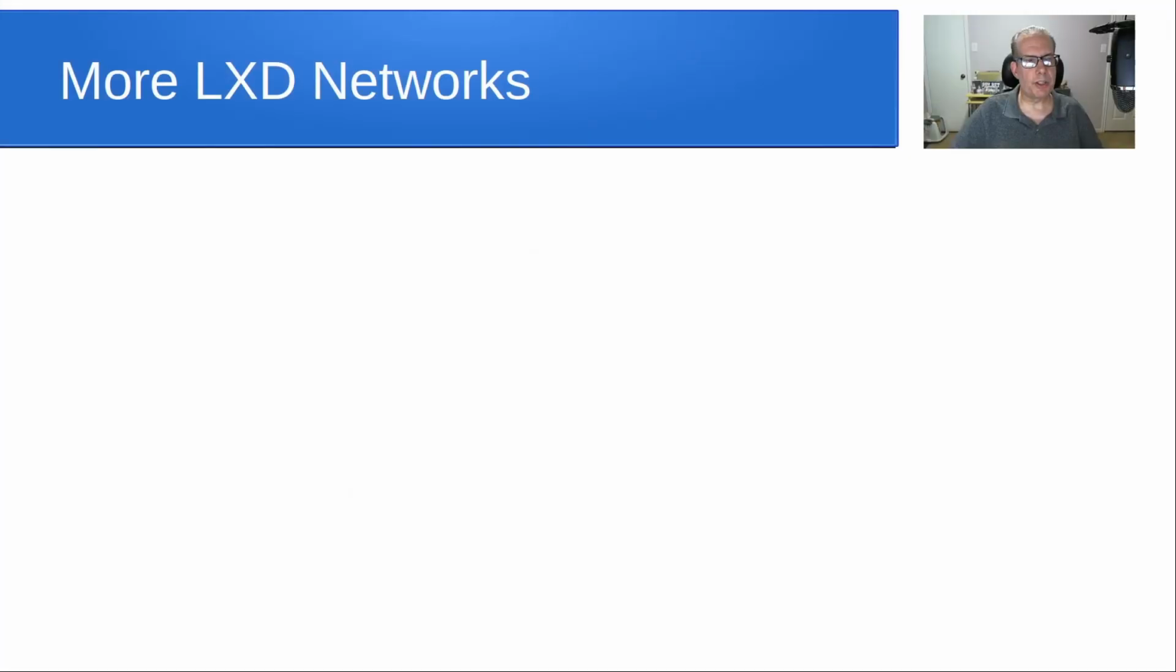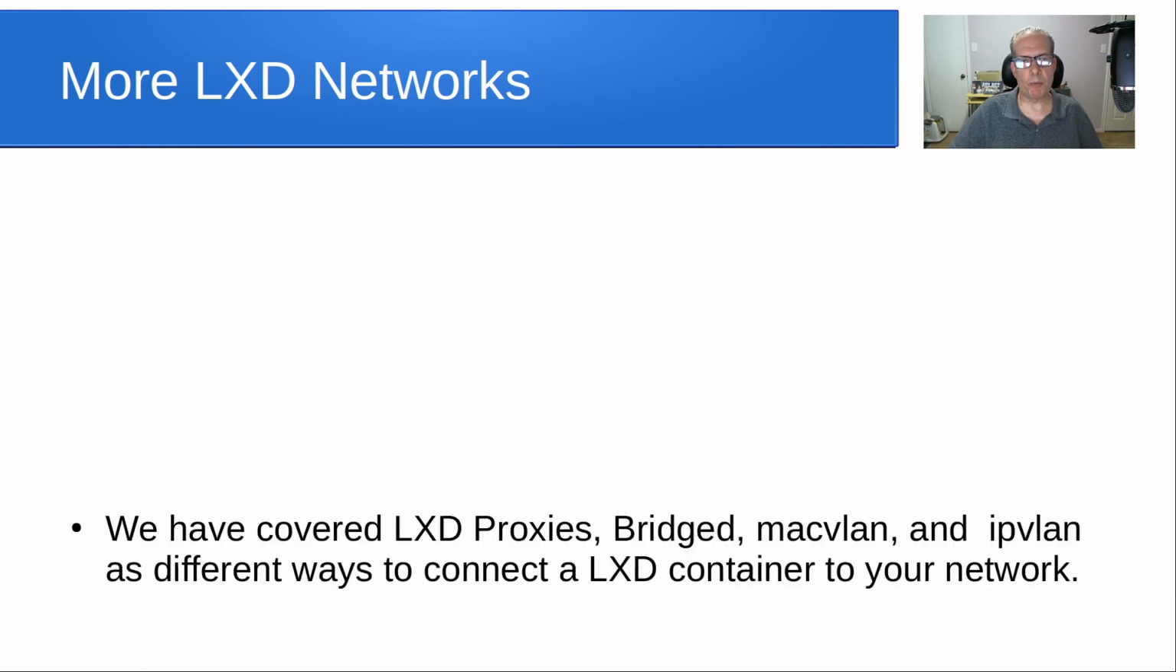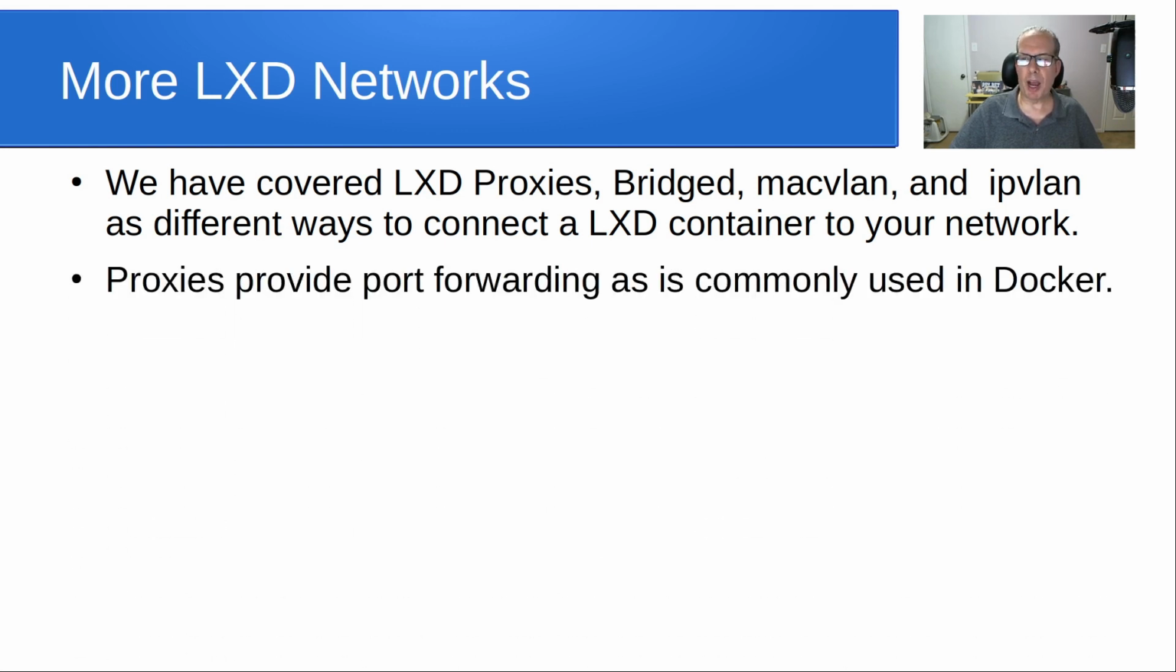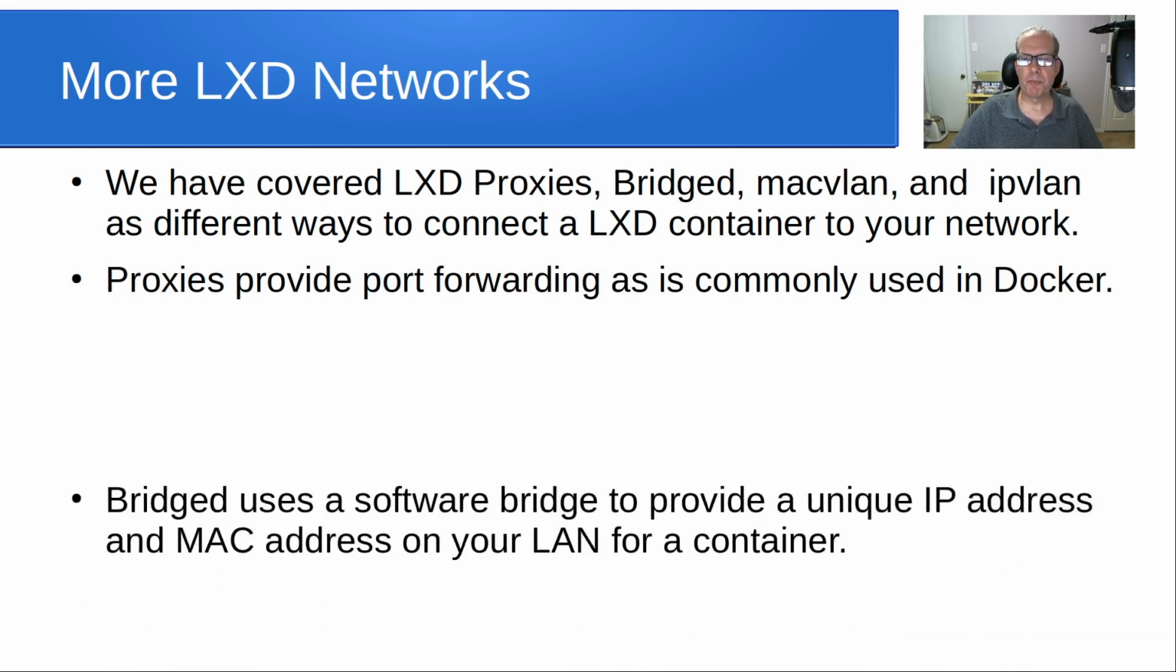Last time, I discussed Ipvlan, which is yet another type of networking that can be used for LXD containers. This time, we're going to take it a step further, and we're going to talk about more LXD networks. So we've covered LXD proxies, bridged, macvlan, and Ipvlan as different ways to connect to a LXD container on your network. Proxies provide port forwarding, as is commonly used in Docker.